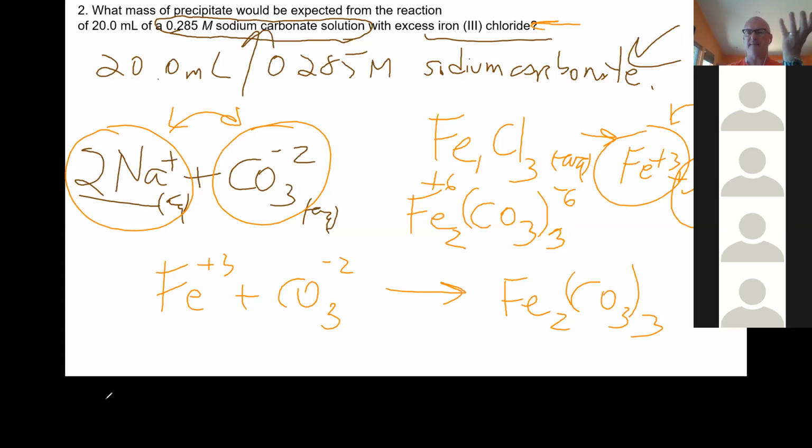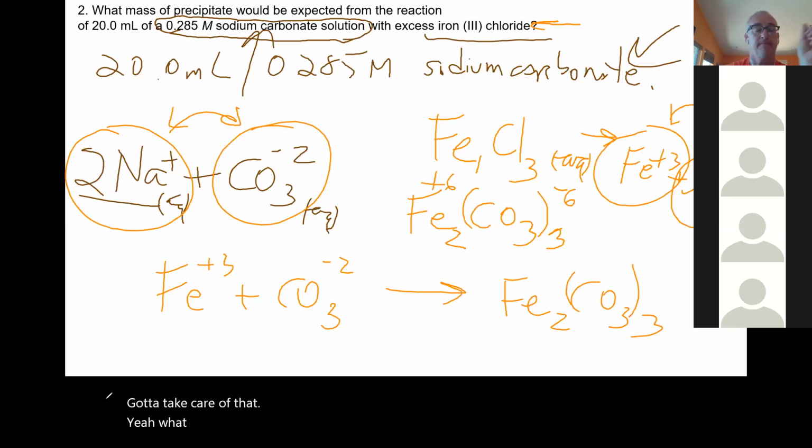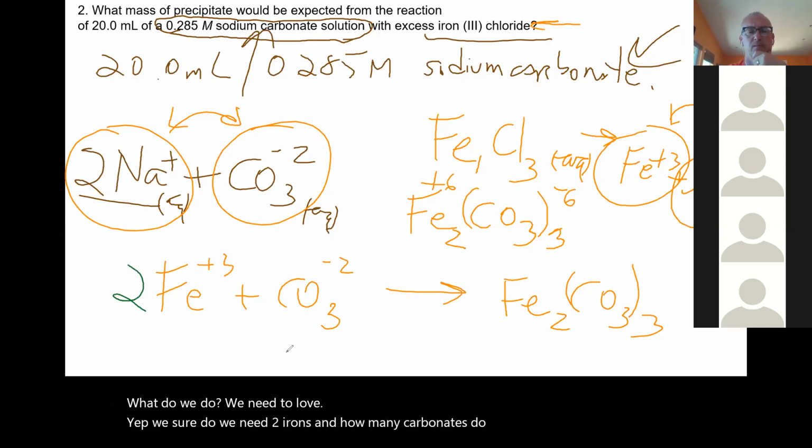Do we have the same number of atoms on the reactants side that we do on the products side? No. You need to add a 2 to take care of that. What do we need 2 of? 2 Fe on the reactant side. Yep, we sure do. We need 2 irons. And how many carbonates do we need? 3. 3, exactly. We need 3 of them.